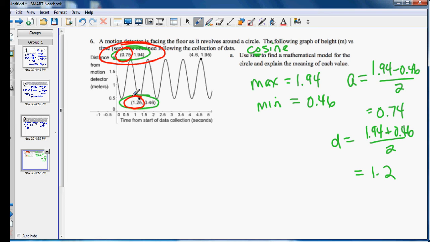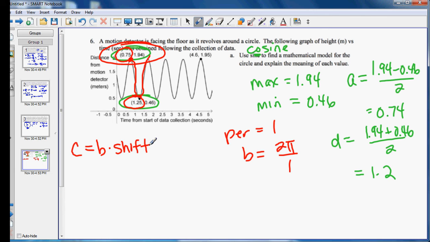So we finally come to our favorite part, C. Okay, bear with me. C is equal to B times the shift. We just found B. It was equal to 2 pi. Now we've got to figure out the shift. So let me clear this out a little bit for us, make it easier to see. We said we're doing cosine, so it makes the most sense to look at a maximum or a minimum. Now you can do either one. I'm going to shift over to the maximum right here, this point, because it's a little closer, and it's at 0.75.